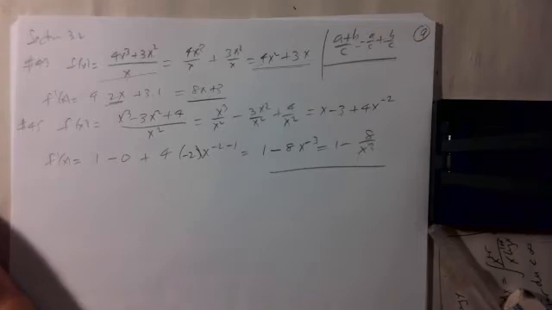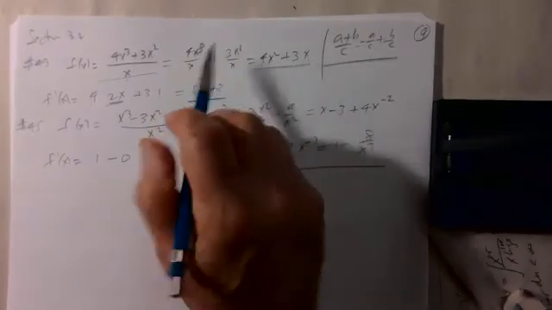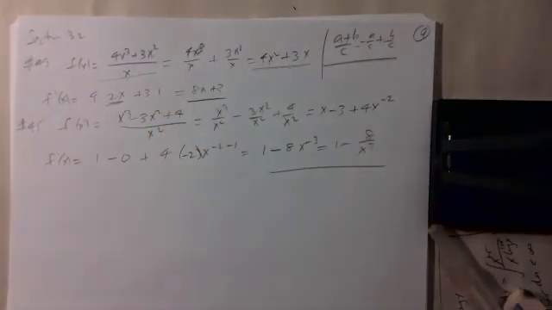Oh, that's a 3. Okay, sorry. I thought it was a 2. I thought it was 4x. Up here? Yeah, that's a 3. That's okay. That's why x cubed over x is x squared. Okay, thank you.